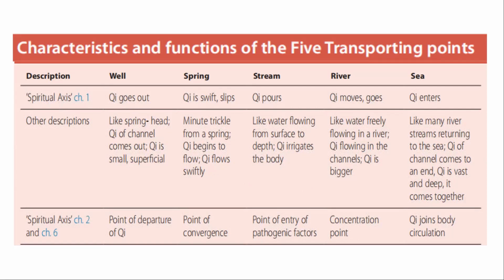For the river points, like water freely flowing in a river, Qi flows in the channel, Qi is bigger. For the sea points, like many river streams returning to the sea, Qi of the channel comes to an end. Qi is vast and deep. It comes together. For the Spiritual Axis, chapter 2 and chapter 6, the well points are the points of departure of Qi.